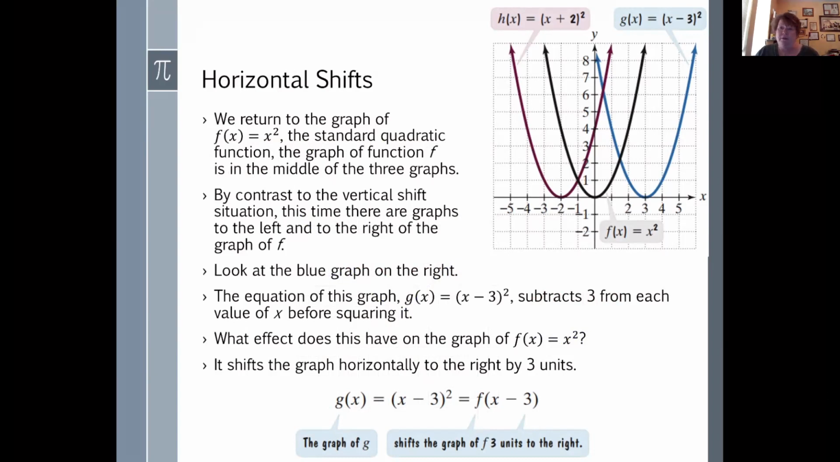So do you see the difference? Let's look at the difference. Okay, our standard quadratic function is f of x equals x squared. Can you see this difference if we write g of x equals x minus 3, well, I can't write it.